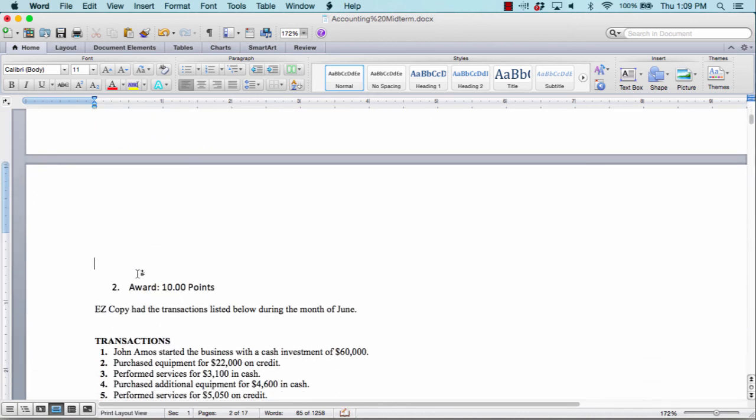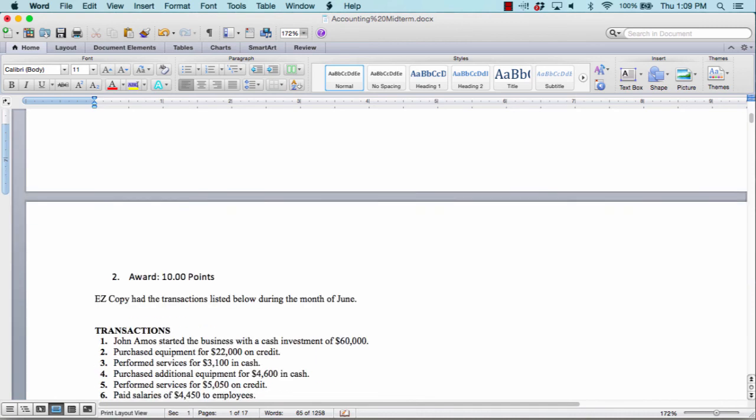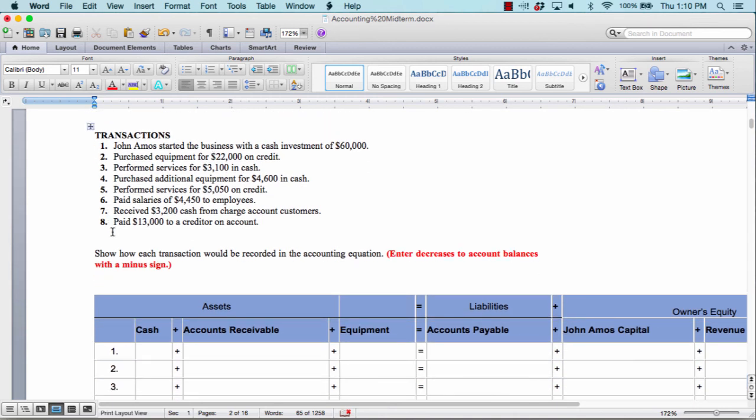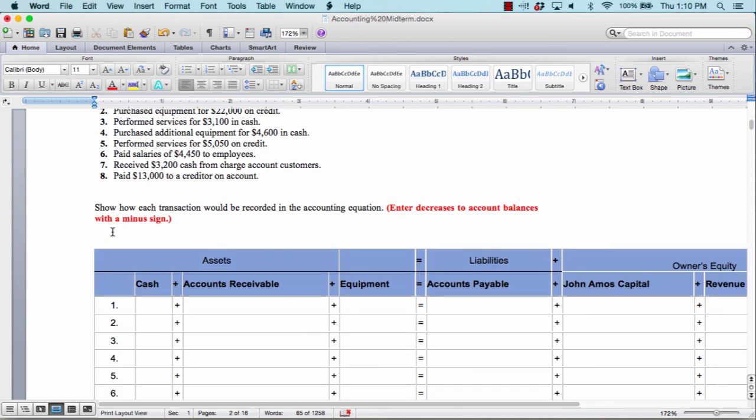Second question is also 10 points. It gives you a business called Easy Copy. Had the transactions listed below during the month of June, and they're giving you 8 transactions. And what you need to do is show how each transaction would be recorded in the accounting equation. And in red it says enter decreases to account balances with a minus sign. So make sure that if this is minus here, then you put minus before you plug in your answer, okay?